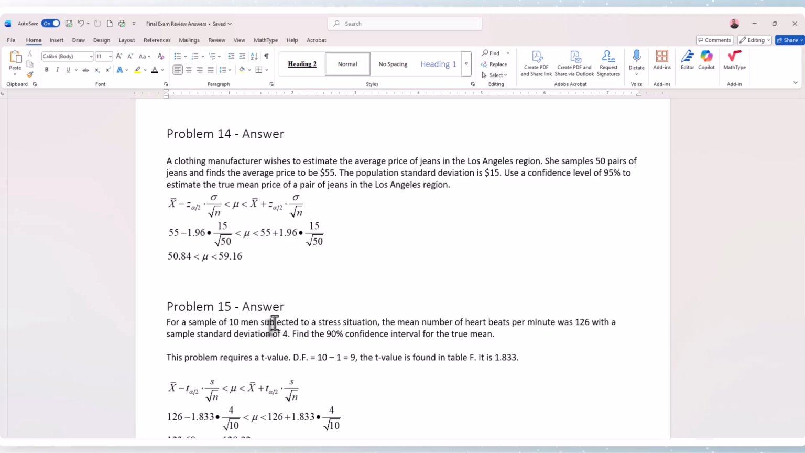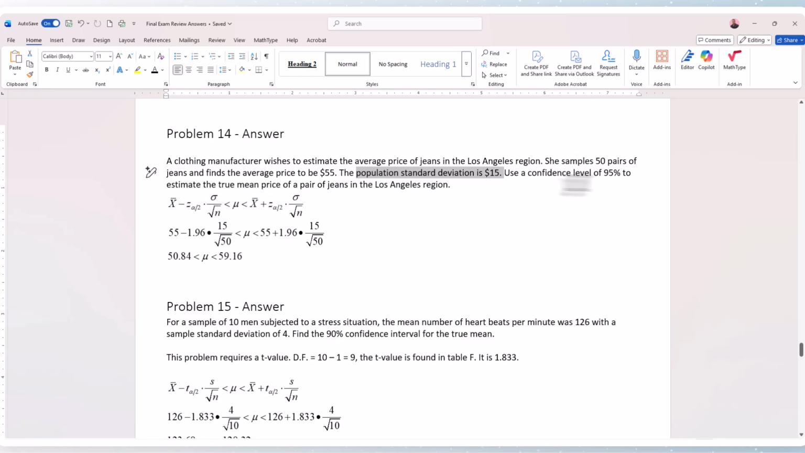Right. Let's take a look at number 14. It says a clothing manufacturer wishes to estimate the average price of jeans in the LA region. She samples 50 pairs of jeans and finds the average price to be $55. The population standard deviation is $15. Use a confidence level of 95% to estimate the true mean price of a pair of jeans. So we're given the population standard deviation, thus we're using z-values when we calculate the confidence interval.